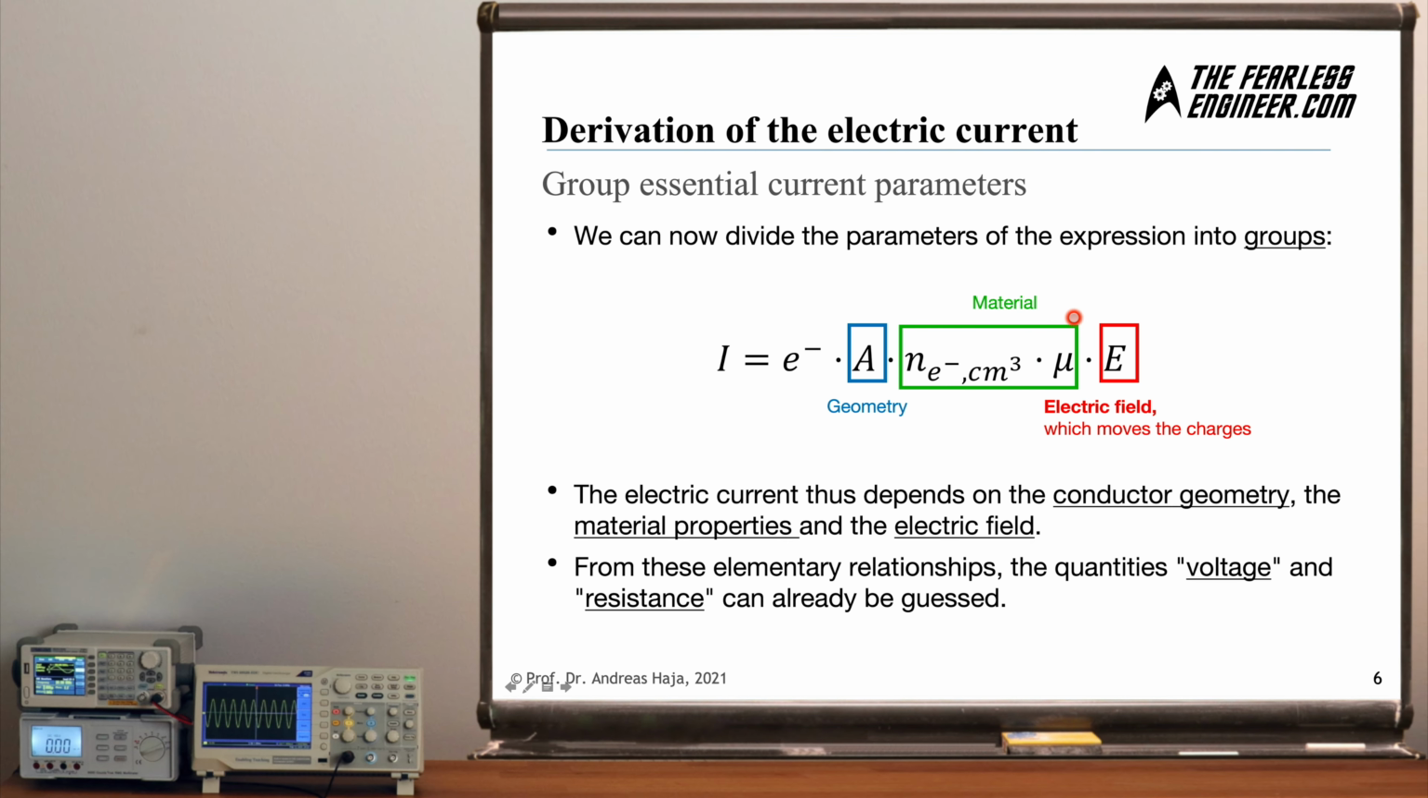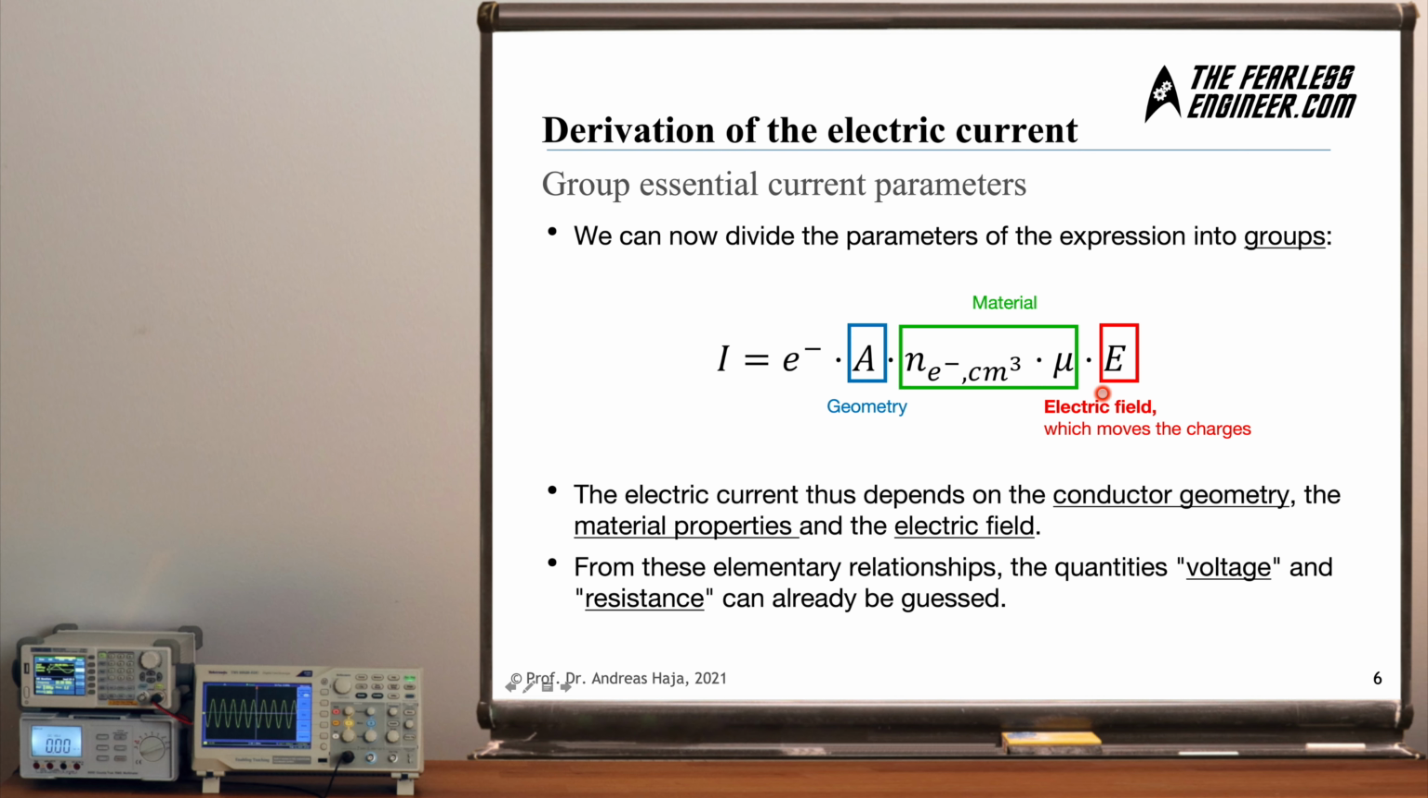In the long run, where we want to get to is a derivation of Ohm's law, the relationship between current, voltage and resistance. And this equation, which we have derived so far, sets us on our path to get there. What we are doing here now is assembling all the parameters into certain functional groups: the geometry group, the material group, and also the electric field. And we can now say that the electric current depends on the conductor geometry, only represented by the cross-sectional area, not the length of the conductor, interestingly, then its material properties, and also on the electric field.